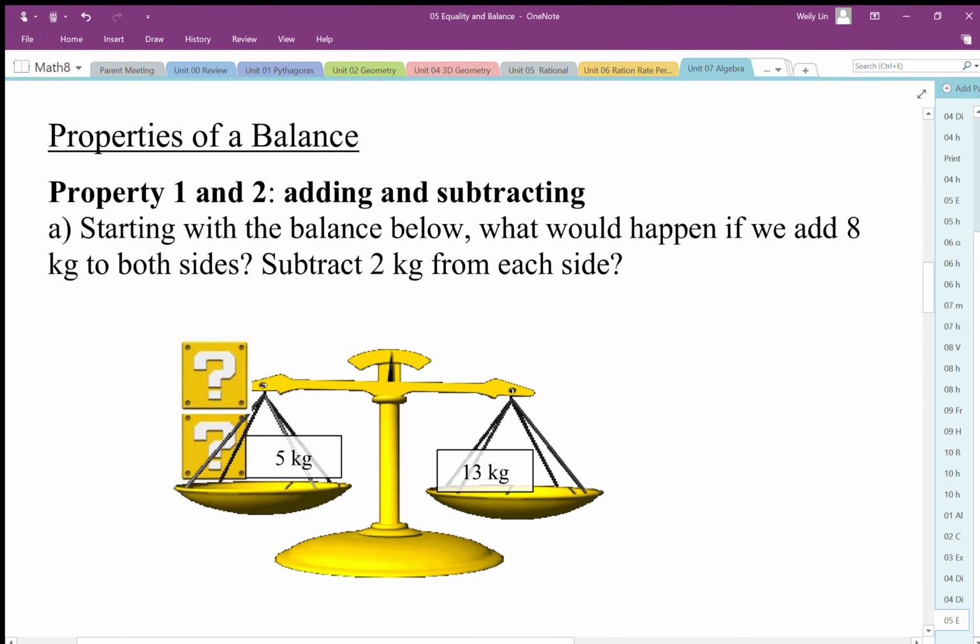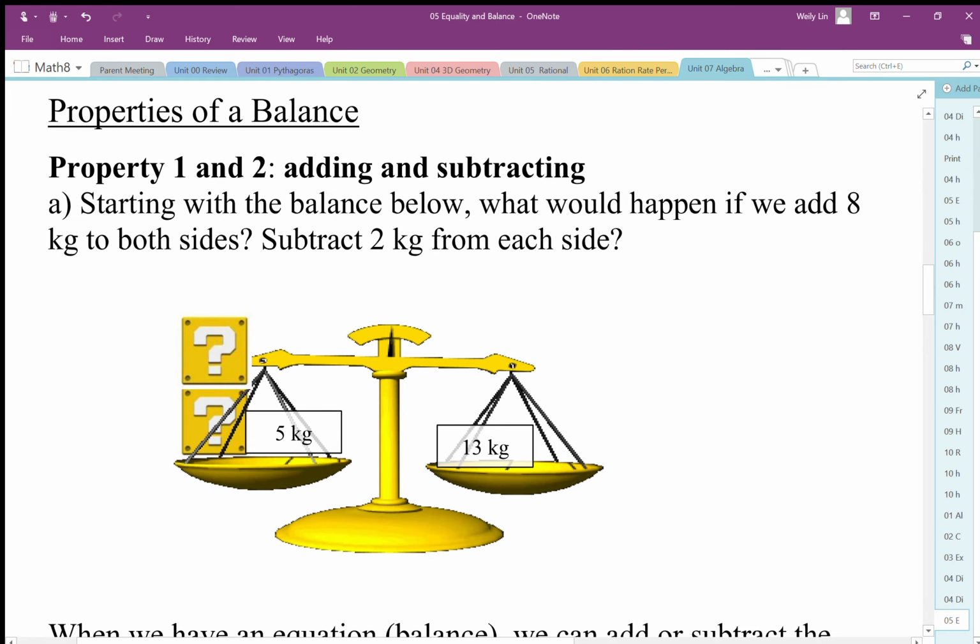So there's some properties of a balance that we're going to look at. One of the properties is adding and subtracting. Property 1 is adding, property 2 is subtracting. And these are the properties I'm going to refer to when we do some exercises at the end. Adding and subtracting means that I can add some amount to the left-hand side, and as long as I add the same amount to the right-hand side, this is going to stay in balance. And again, this is the idea. We want to make sure we just keep everything balanced.